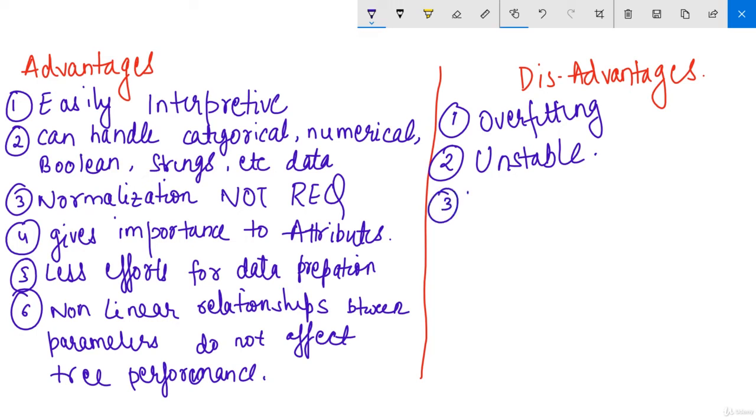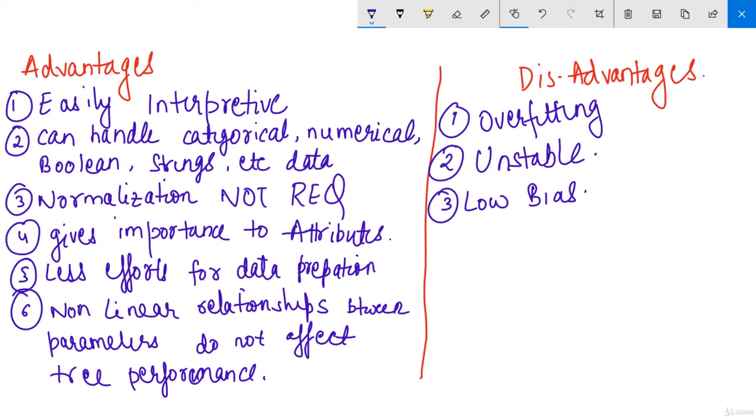Third is that it has low bias. A highly complicated decision tree tends to have a low bias, which makes it difficult for the model to work with new data. Okay, so these are the few disadvantages, and advantages are more and disadvantages are less. So that's good. Overall the decision tree is good.